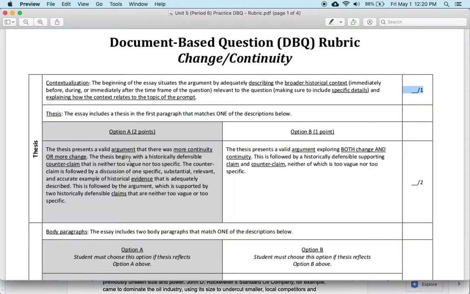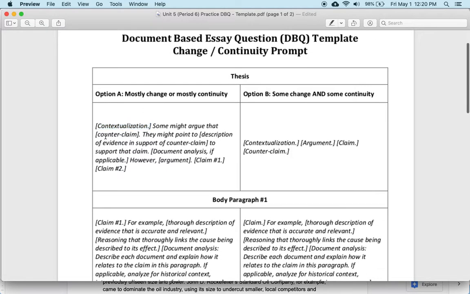And so going back to the template, again, remember you can choose to write an option A kind of thesis, or essay, which says basically there was more change than continuity, and I'm going to focus on one side of that dichotomy, or I'm going to focus evenly on both change and continuity. Either one of these is fine. I choose to go with this brand of essay.